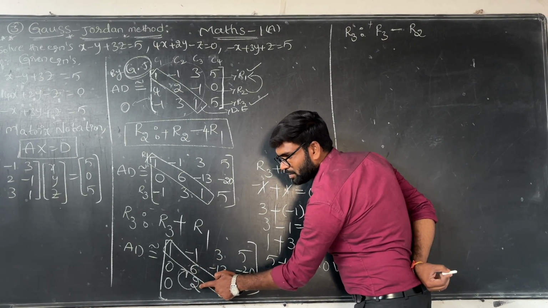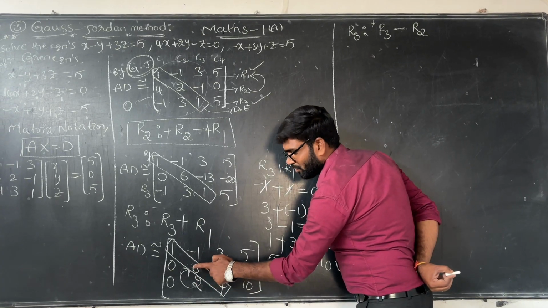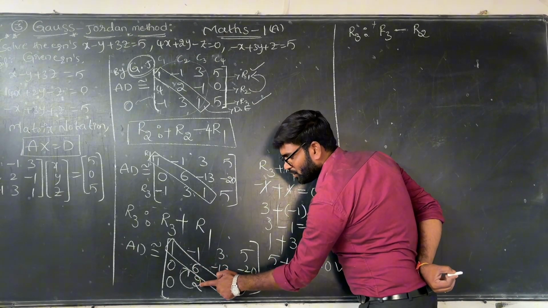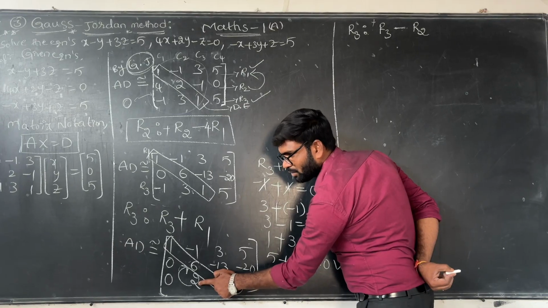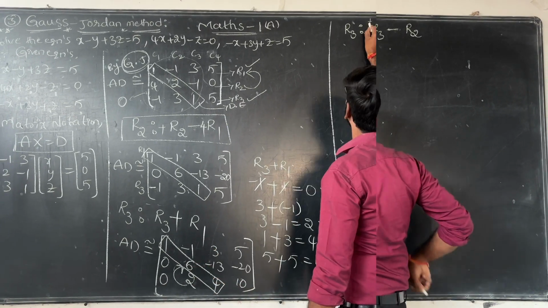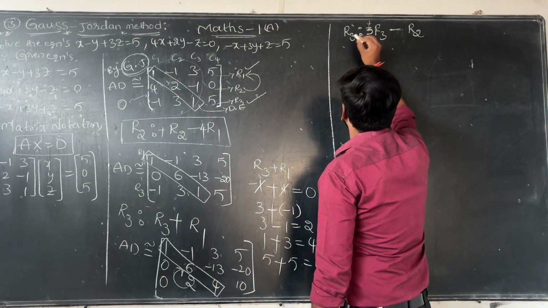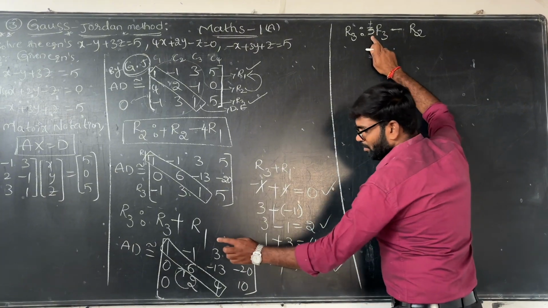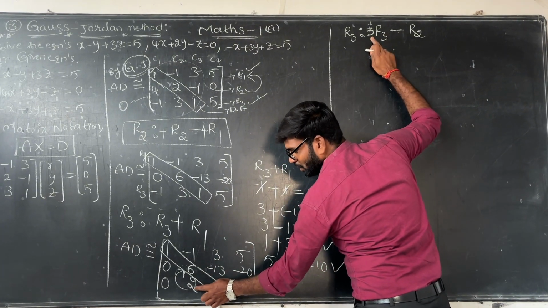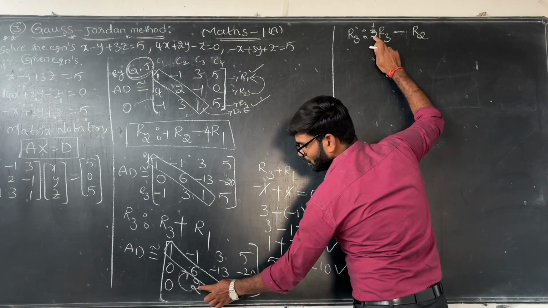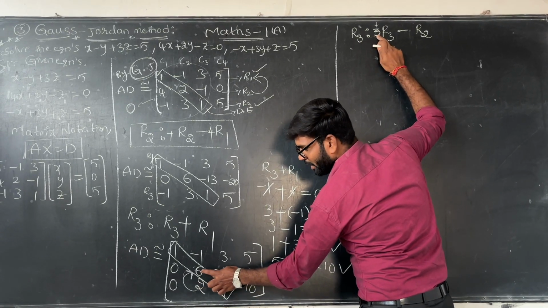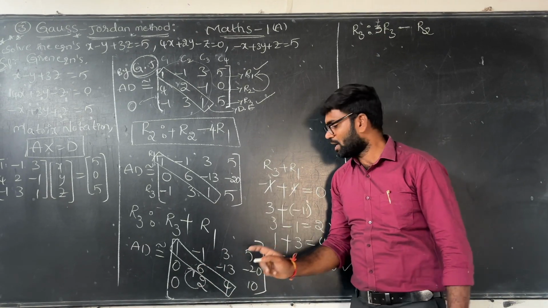So simply, what should we take? 2 is to be converted into 6. Which number do you need to multiply with 2 to get 6? The number is 3. The 3 is multiplied to the third row elements. 3 2s are 6, and 6 minus 6 automatically becomes 0. Like that, you got it.